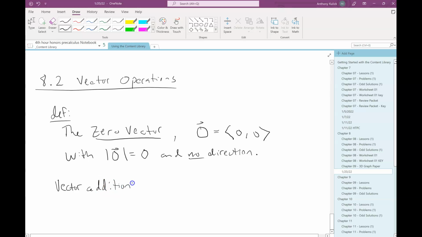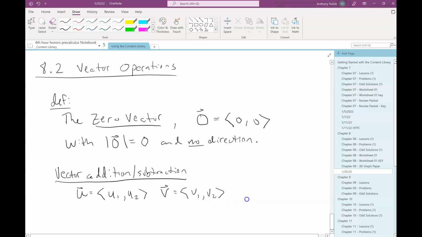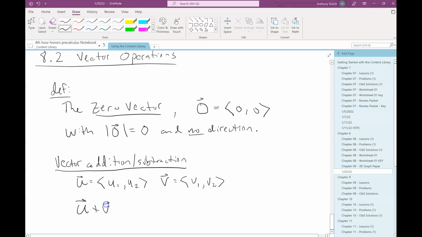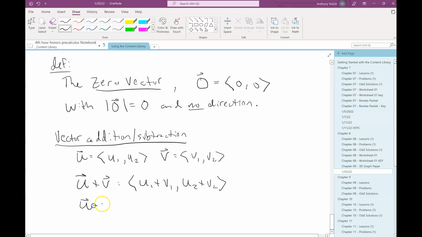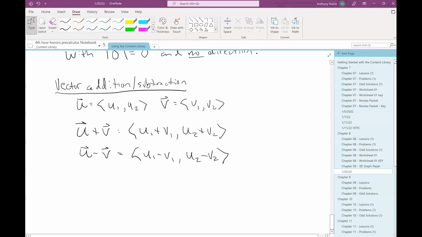So the next thing we'll talk about is vector addition and subtraction. If we say we have the vector u in component form u1, u2, and the vector v, which in component form is v1, v2, then the vector u plus the vector v is just going to be the vector u1 plus v1, u2 plus v2. Really intuitive, right? And if we're subtracting, it's the same idea.